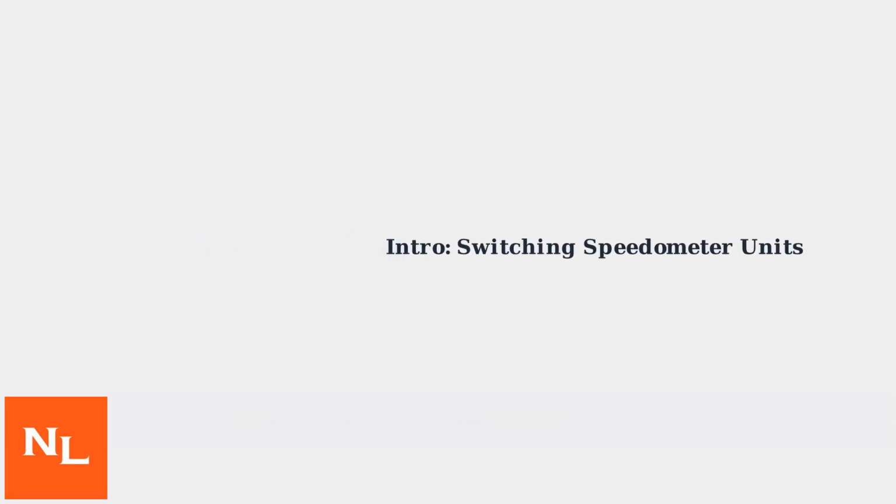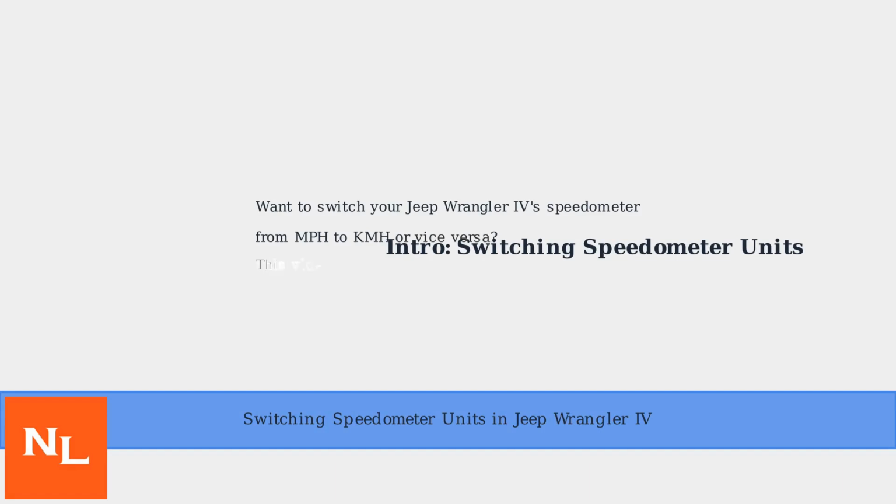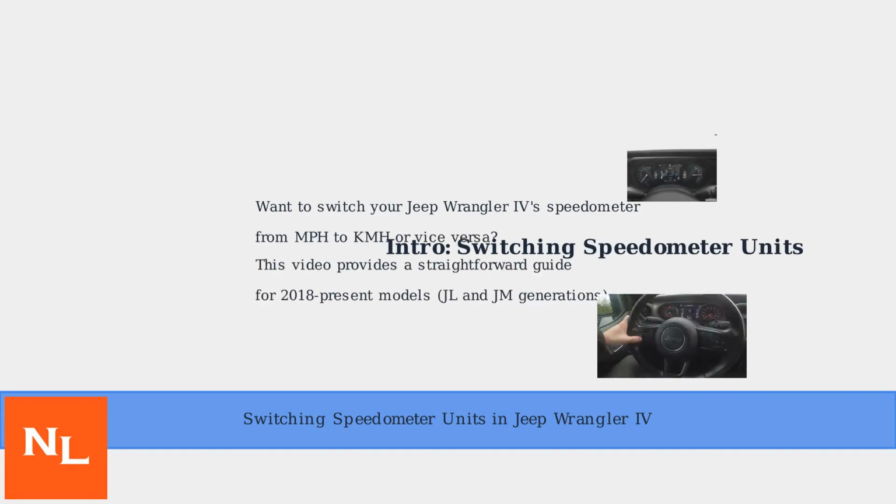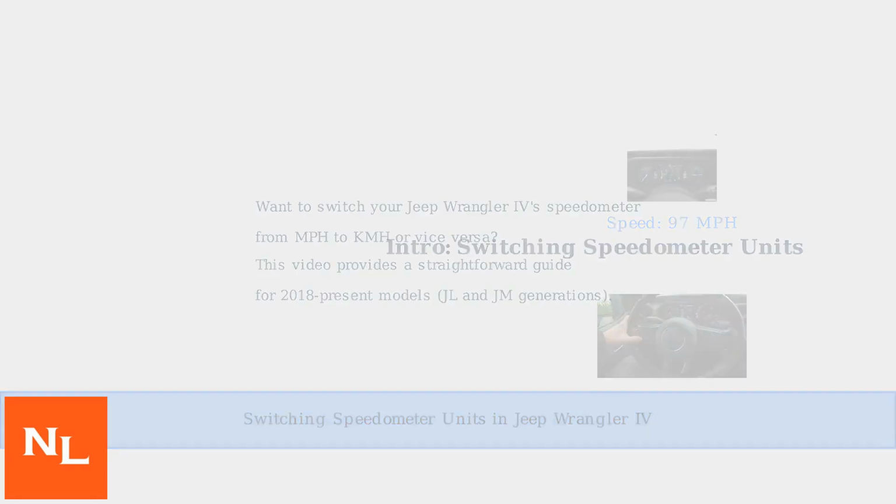Want to switch your Jeep Wrangler 4's speedometer from MPH to KMH or vice versa? This video provides a straightforward guide for 2018-present models, JL and JM generations. We'll cover how to easily adjust the display without needing special tools or dealer assistance, using the Uconnect system and, for newer models, even the Jeep app.